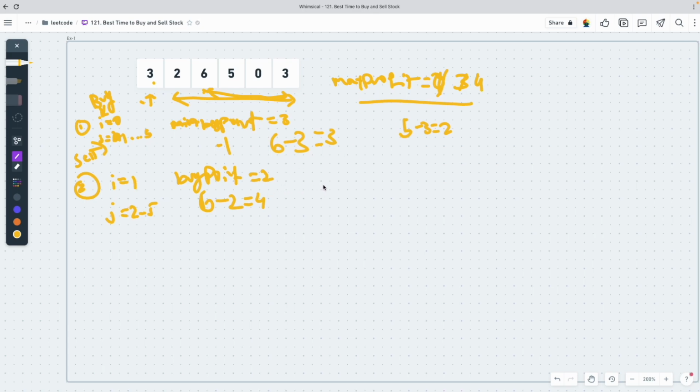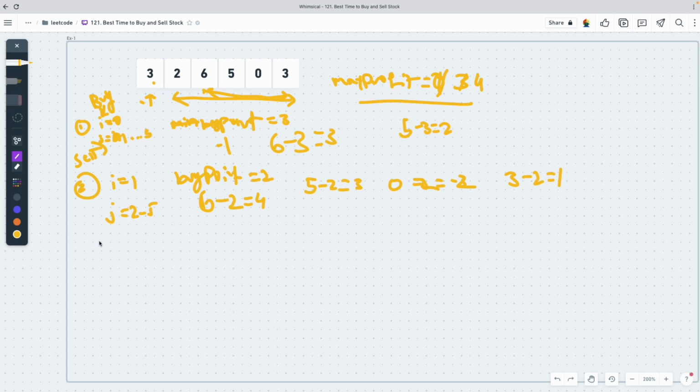Next, j goes to the next index, which is 5. Our buy point is still 2. 5 minus 2 is 3, which is less than 4, no change. Next value 0 minus 2 is minus 2, no change. Next value is 3 minus 2, which is 1, no change. So at the end of this iteration, we have the max profit as 4.